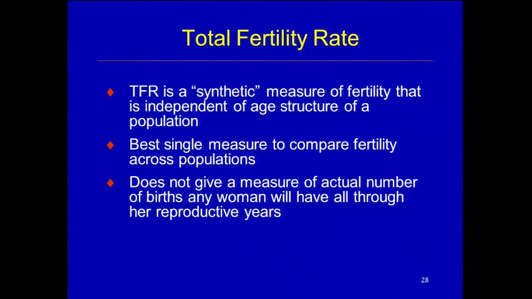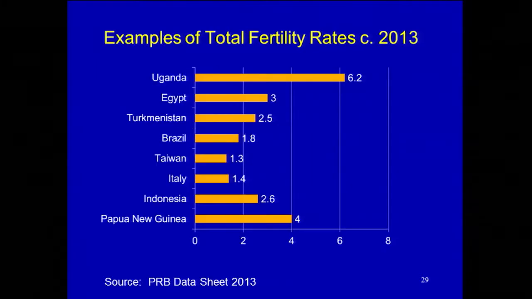So the TFR is a synthetic measure, and it is independent of the age structure. It's the best single measure we have to compare fertility across populations, but it doesn't actually give us the actual number of births the woman would have based on her lived experience. It's an average experience based on current fertility rates.